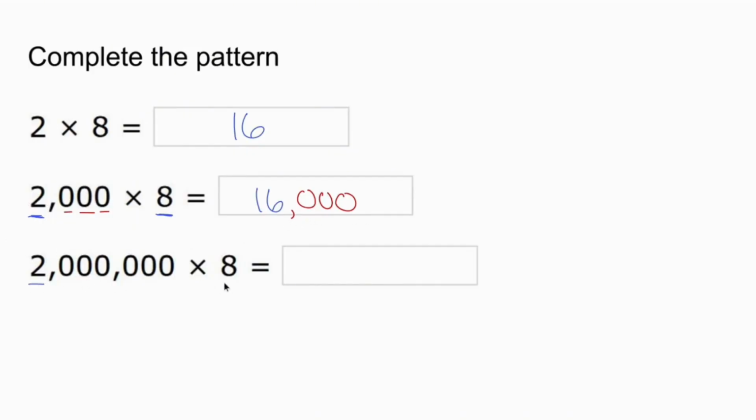2 million times 8 is what? Well, 2 times 8 is 16. 2 million has 1, 2, 3, 4, 5, 6 zeros attached to it. So 1, 2, 3, 4, 5, 6, comma, comma. And so 2 million times 8 is 16 million.